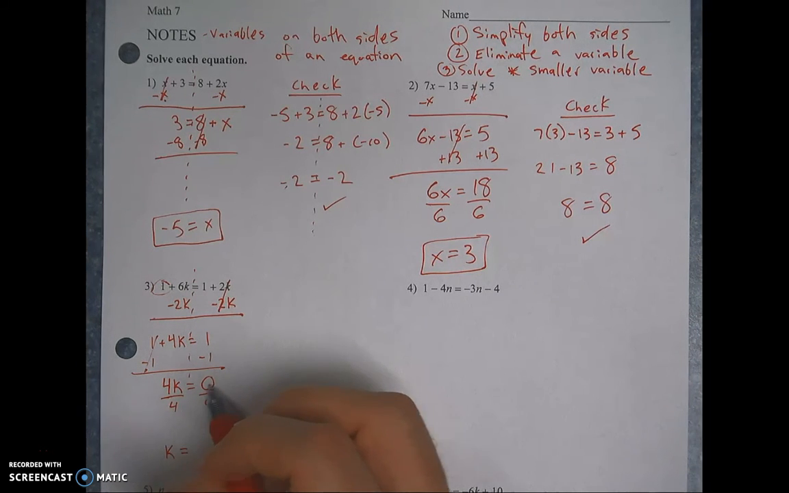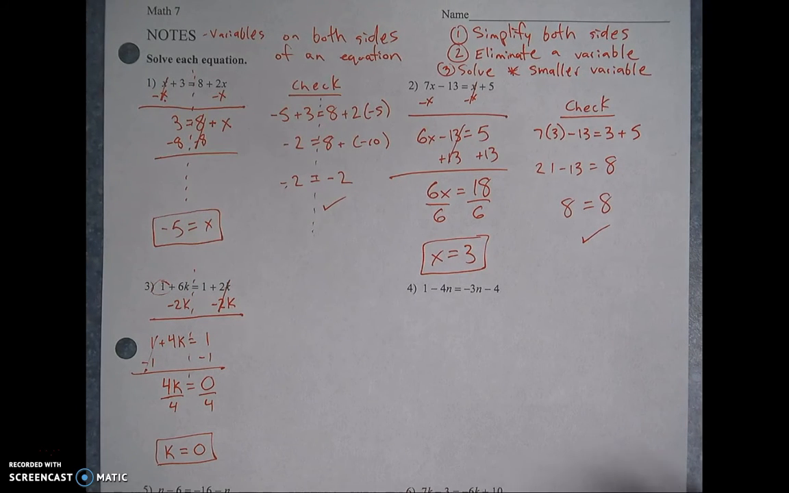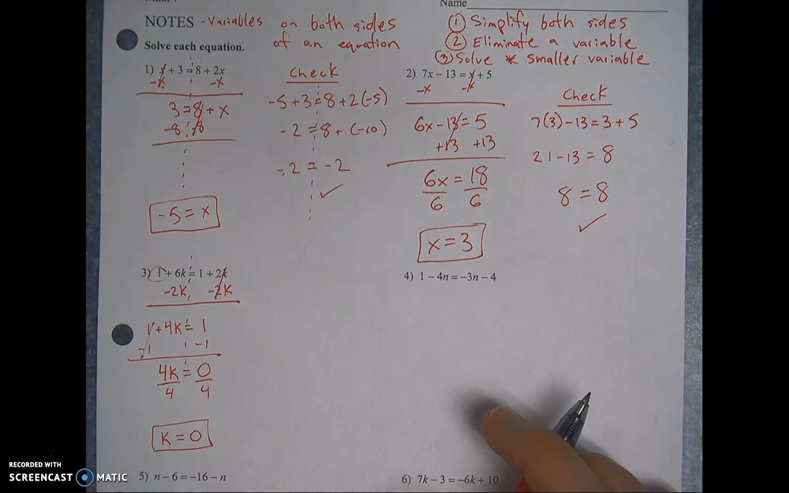4 times what is 0? Answer is going to be 0. So 4 divided by 4 gives me a 1k. 0 divided by 4 is 0. So k equals 0. 0 is an acceptable answer. Let's try the check.